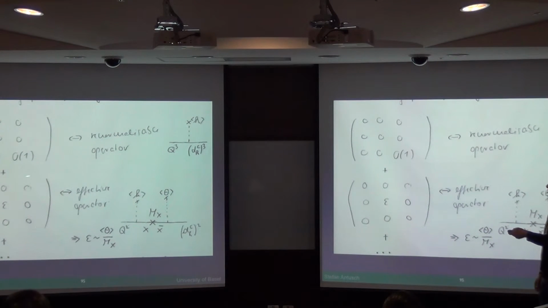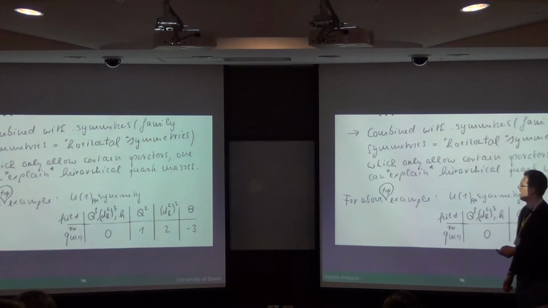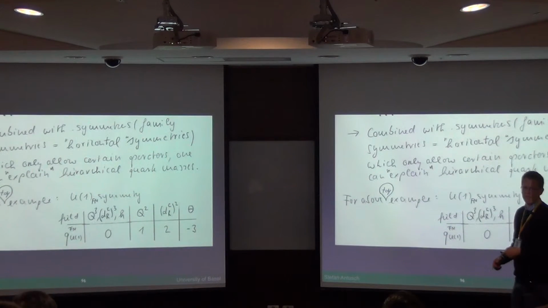which are allowing here this renormalizable operator, but which are not allowing it here. So this means here you have a renormalizable operator plus higher operators, but here you start with this effective operator. And this is the Froggatt-Nielsen idea that you can add some extra symmetries.